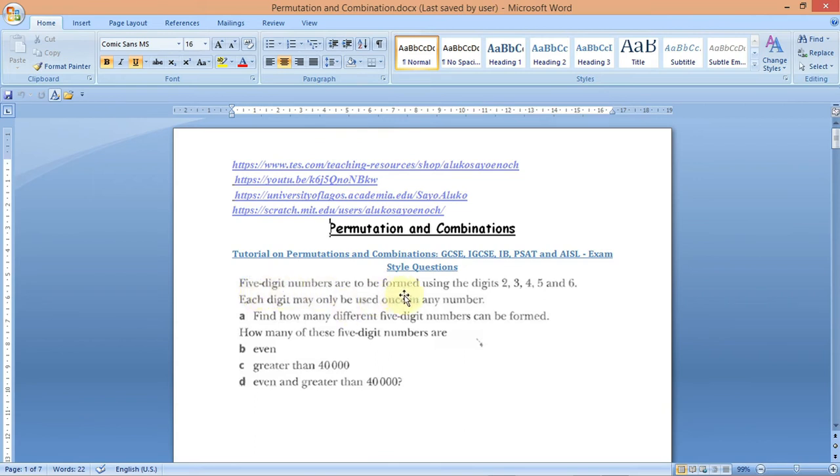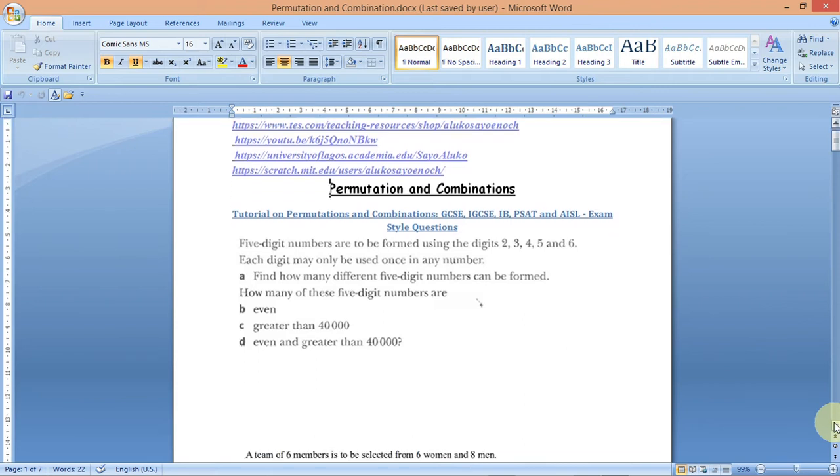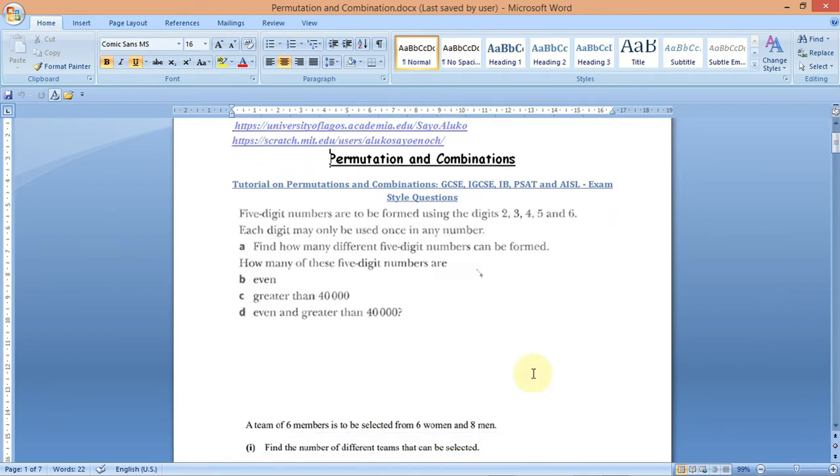5 digit numbers are to be formed using the digits 2, 3, 4, 5 and 6. Each digit may only be used once in any number. Find how many different 5 digit numbers can be formed. Okay, so I need to use my light shot now, so that we can have enough space to complete the task accordingly.